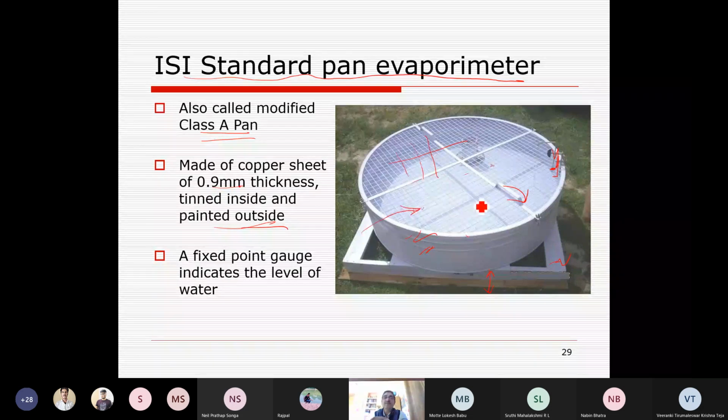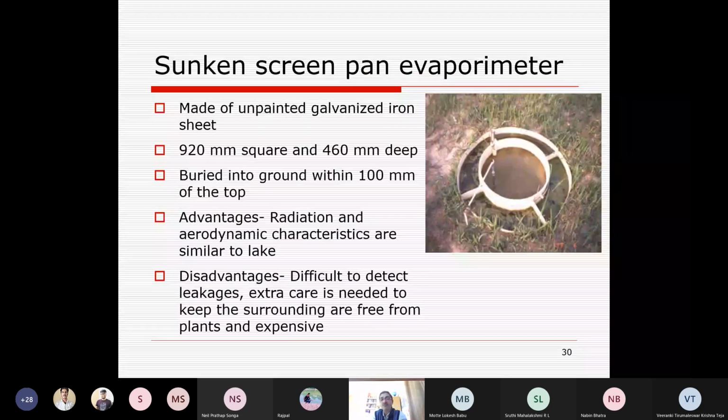Now, the third pan is the sunken screen pan. It is made of unpainted galvanized iron sheet, 920 mm square and 460 mm deep, basically this inner ring, buried into soil or ground within 100 millimeter of the top.